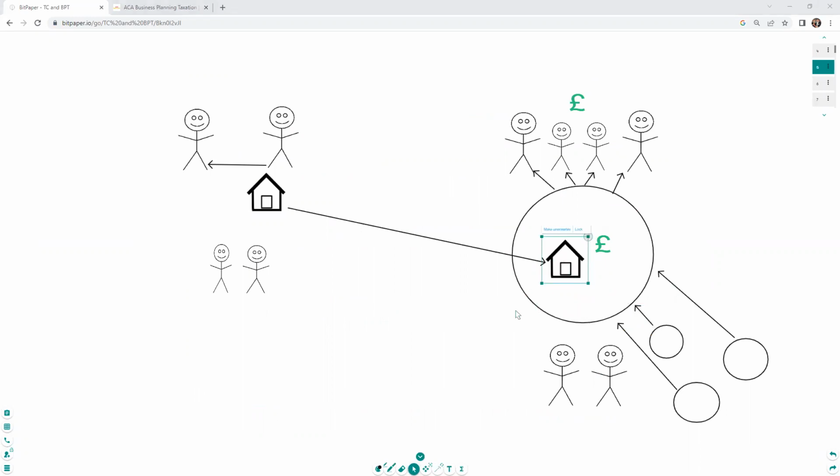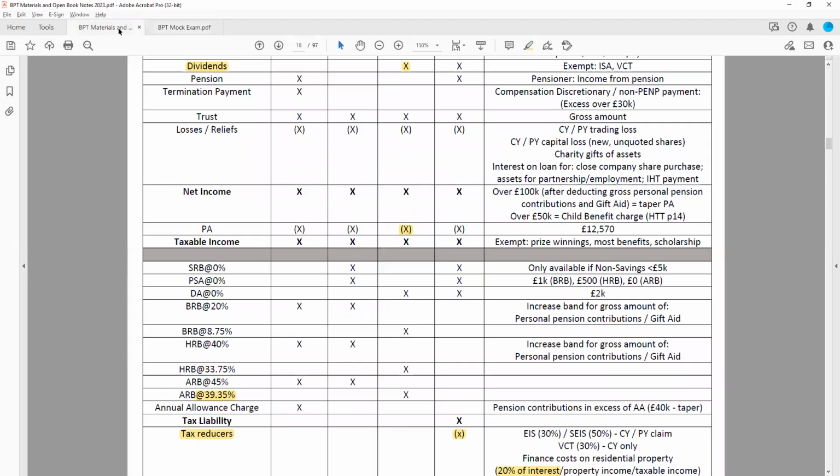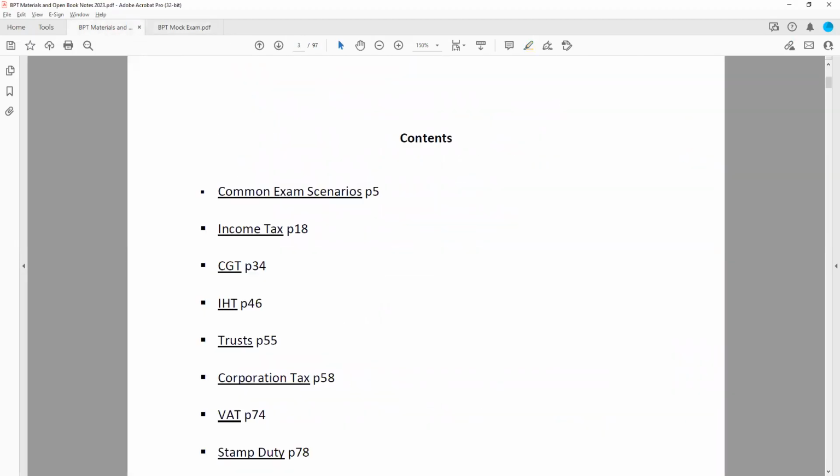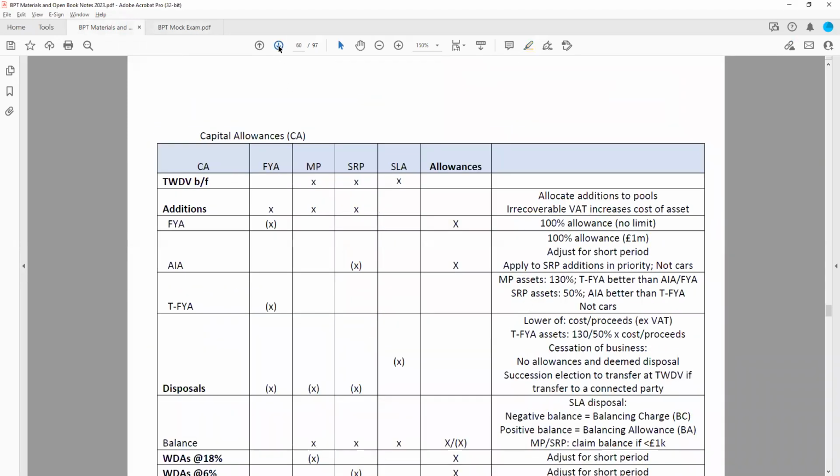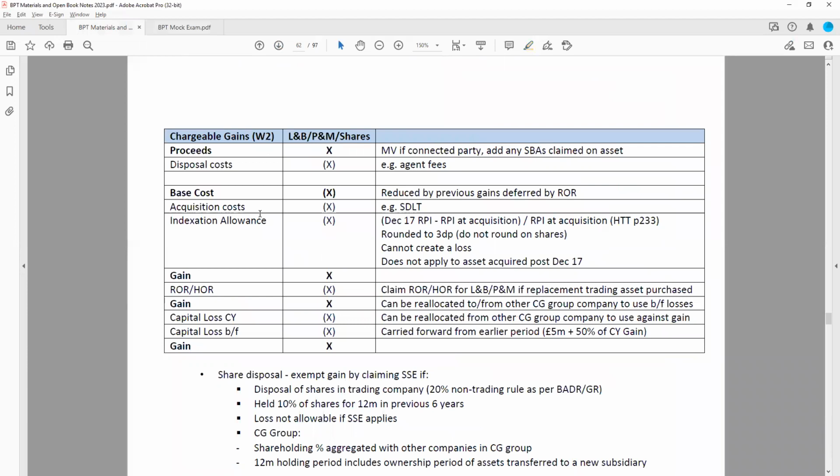So when we looked at corporation tax before, with a company with gains, always think about whether there are any reliefs available when thinking about chargeable gains. But again, it's mainly for trading assets. If you're thinking about land and buildings, so property, then there could be a replacement trading asset, but there isn't. It's a residential property, so that's just going to be taxed.